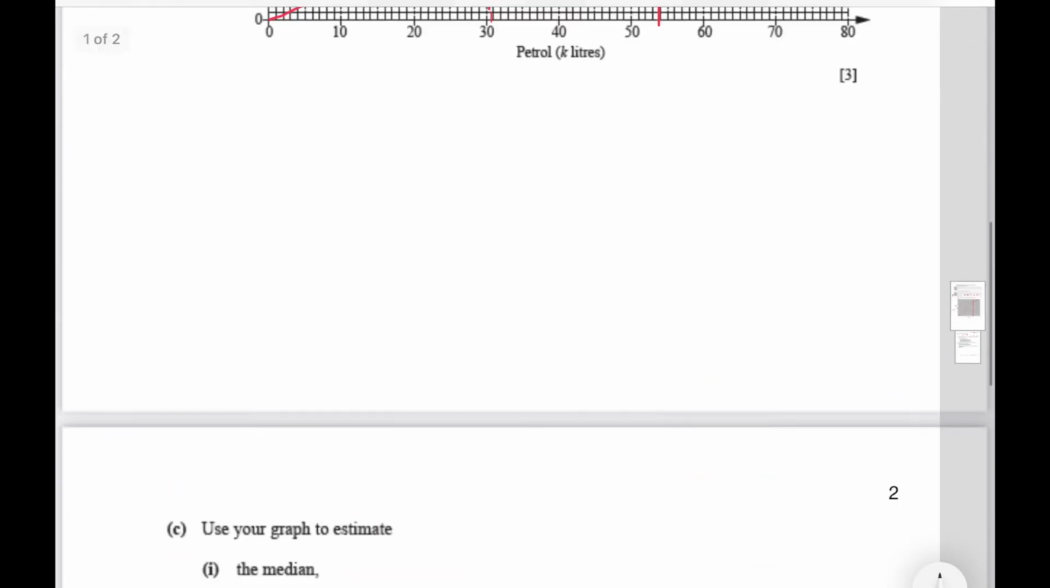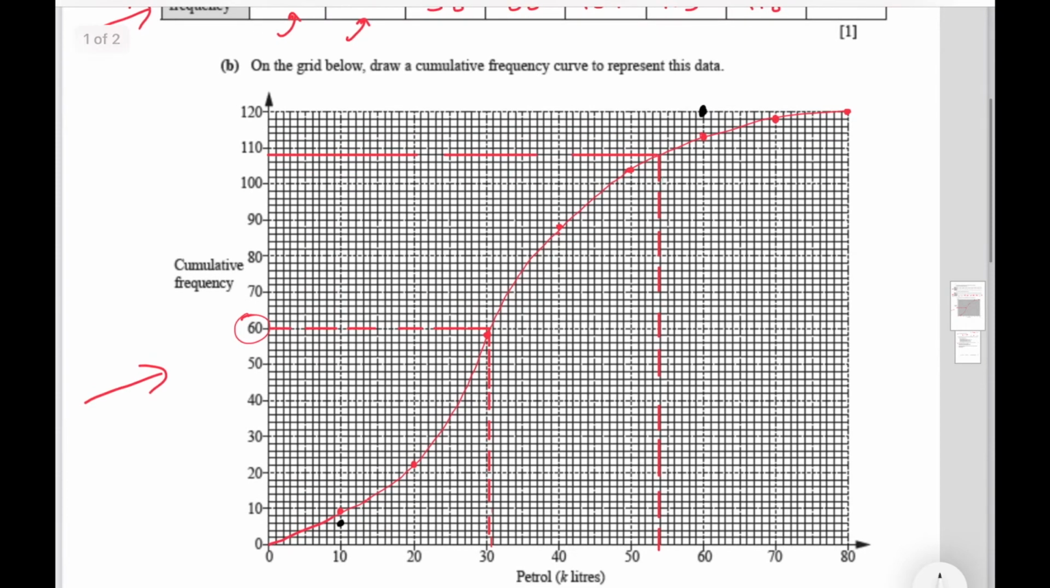So 120 divided by 2 gives you 60. So you have 60 over here. And then you have 34, 1, 2, 3, 4 over here. And you put a dot at 34 and 60. That's what I mean. 1, 2, 3, and 4.